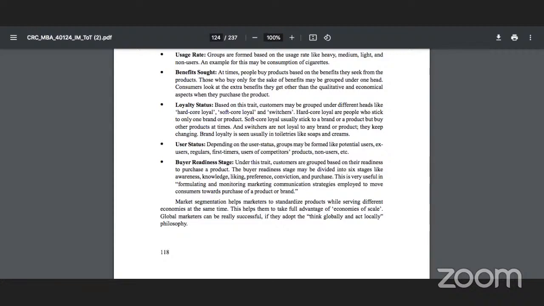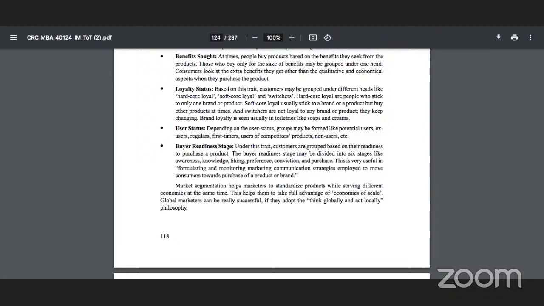Then we talk in terms of user status. Depending on the user status, groups may be formed like potential users, ex users, regulars, first timers, users of competitors' products, non users, etc. And why this becomes very important is it is far cheaper in all ways, both in terms of economic considerations and in terms of advertising and promotional efforts, to retain a current customer than to get back an ex customer or to get a new customer. So that is why companies have a lot of focus on customer retention.